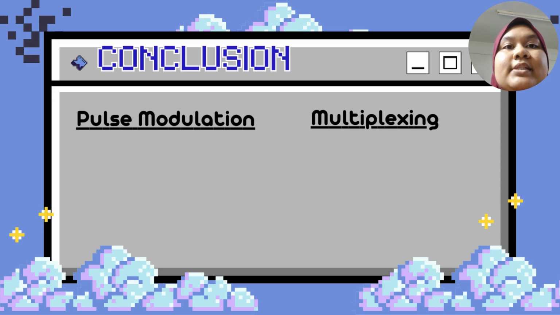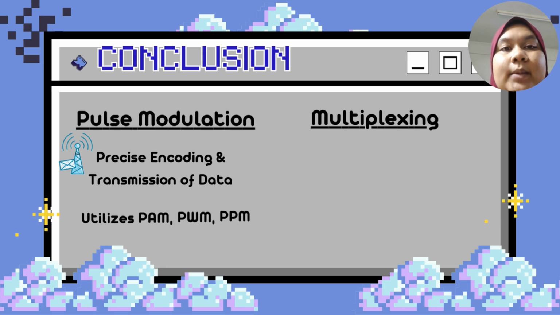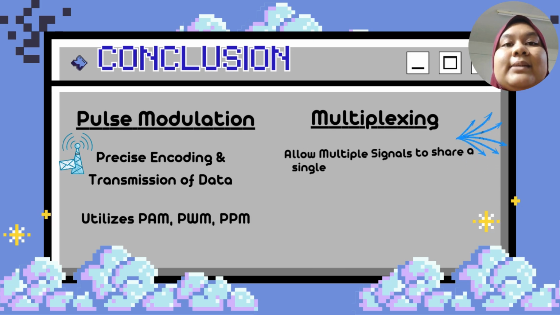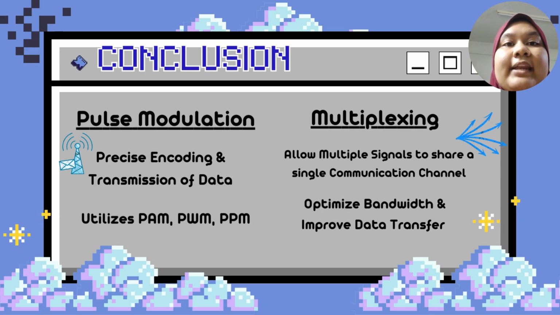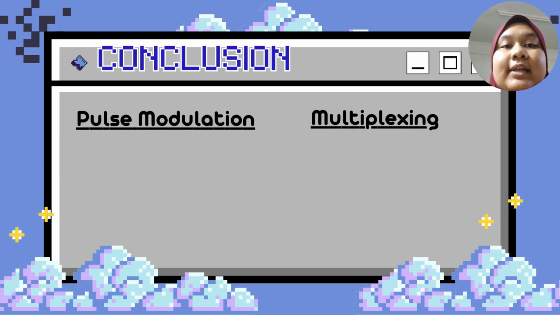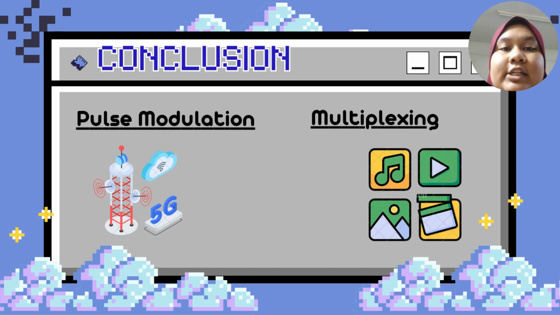All in all, pulse modulation and multiplexing are indispensable tools in the field of communication. Pulse modulation ensures precise encoding and transmission of data, utilizing techniques like PAM, PWM, and PPM. Meanwhile, multiplexing enhances efficiency by allowing multiple signals to share a single communication channel, optimizing bandwidth and improving data transfer. Together, these techniques power the technology that drives our modern world, from telecommunications to multimedia applications. As we move forward, innovation in this area will continue to meet the growing demands of a connected society.